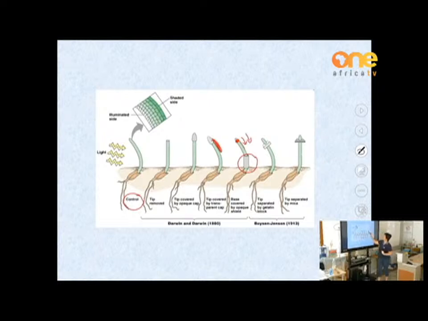If I put in a gelatin block and diffusion can happen through the gelatin, it will still bend. If I put in a mica cap, that means a cap that does not allow the diffusion of the auxin to the lower cells, it cannot grow towards light, because I do not have a higher concentration on the one side.